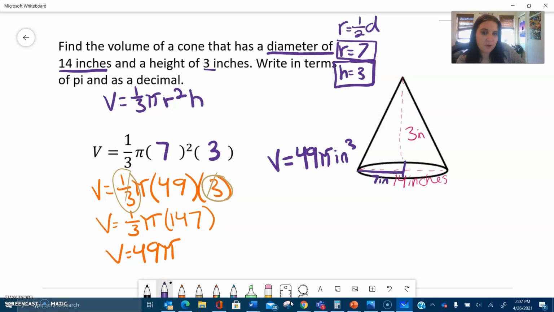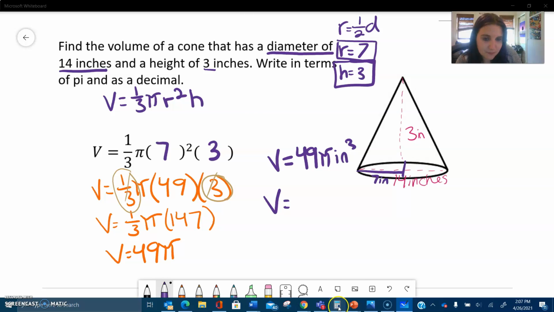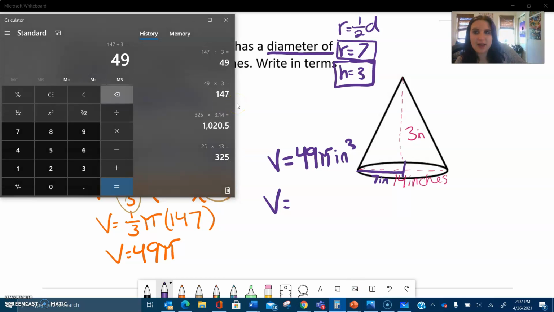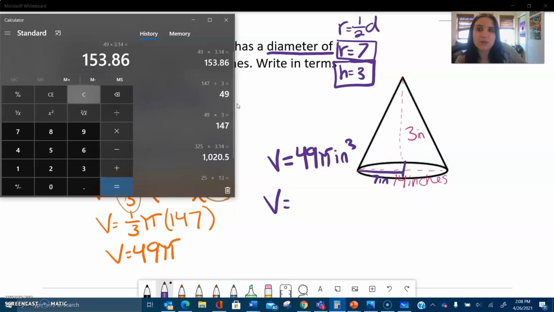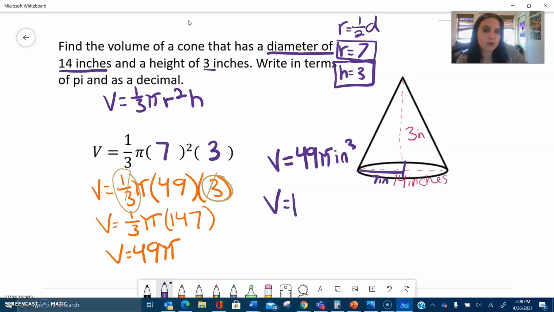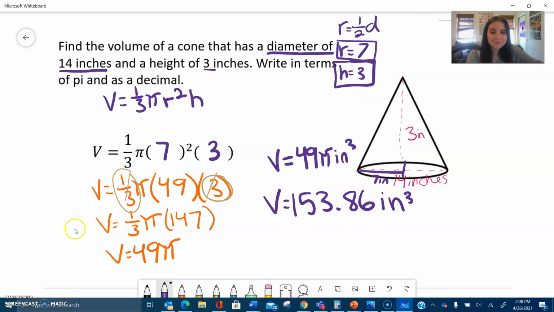Now if I want to write out the whole decimal, I would have to multiply 49 times pi. So I go to my calculator, I have 49, and I'm going to use 3.14 for pi. So 49 times 3.14 equals 153.86. So 153.86 inches cubed. And that is the volume of this cone.